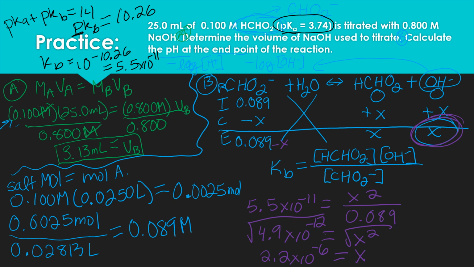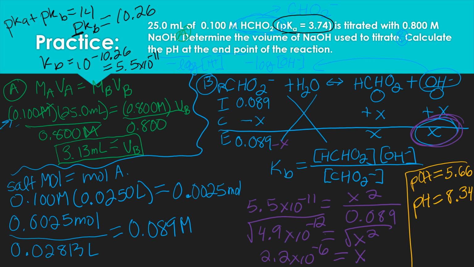We found this, which means we can do a negative log of it. Find our pH. All right, so we can find pOH by negative logging our x value, so negative log of 2.2 times 10 to the negative 6. And our pOH would be 5.66. So pH would be 14 minus 5.66, like we've done so many times, 8.34.